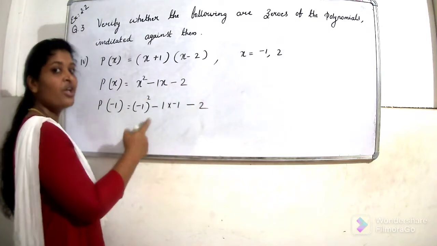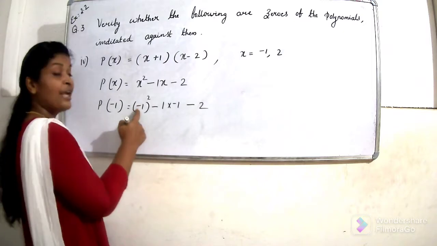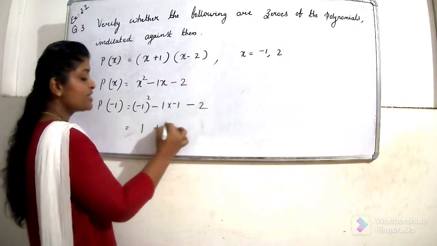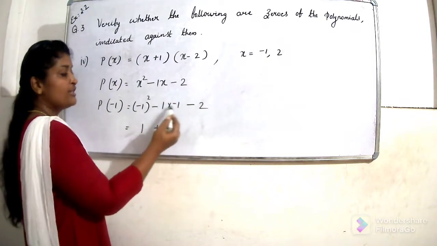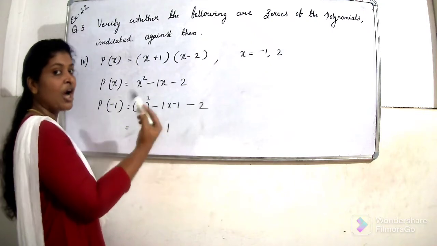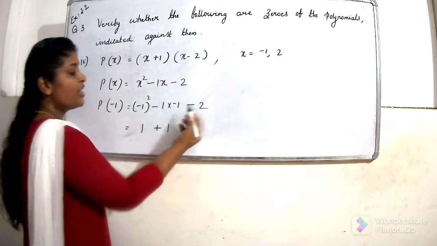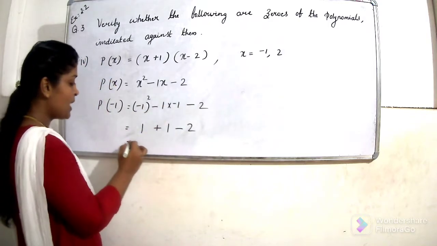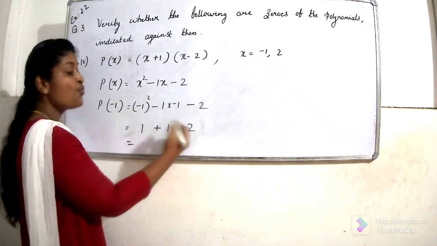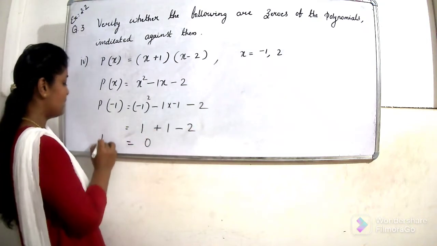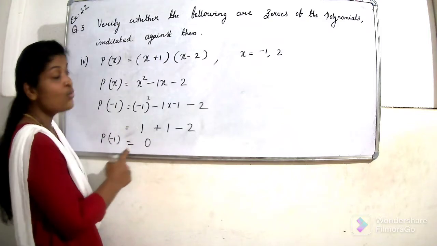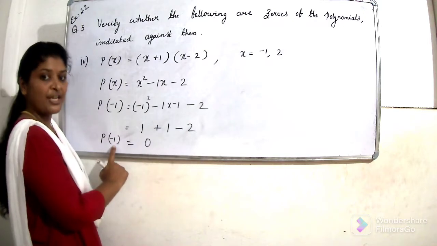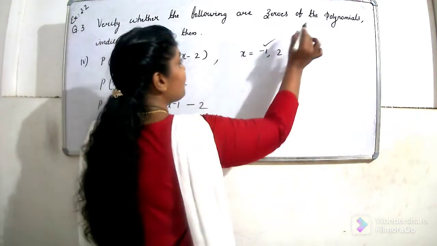Now substitution is over, now calculation. Negative 1's square is positive 1, negative 1 into negative 1 is positive 1, because we know when the same signs come in multiplication, the ultimate sign is positive. Now the last one, negative. Now we have to sum up: 1 plus 1, 2, 2 minus 2, that is 0. That means when we substituted the first value, the polynomial's value turns into 0. So we can say negative 1 is a zero of the polynomial.